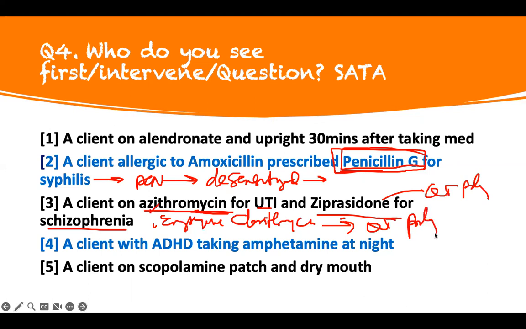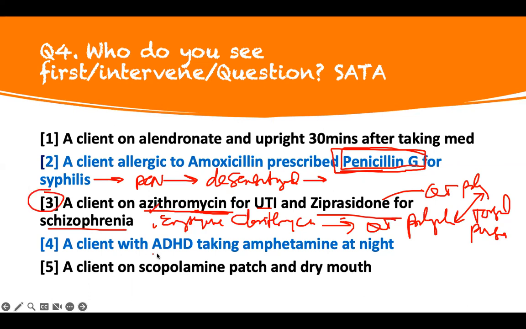So we have to watch for these medications: erythromycin, azithromycin, and clarithromycin. Specifically these three mycins cause QT prolongation. The QT prolongation can cause torsades de pointes. That's what they're going to cause. Therefore, we need to see this patient.